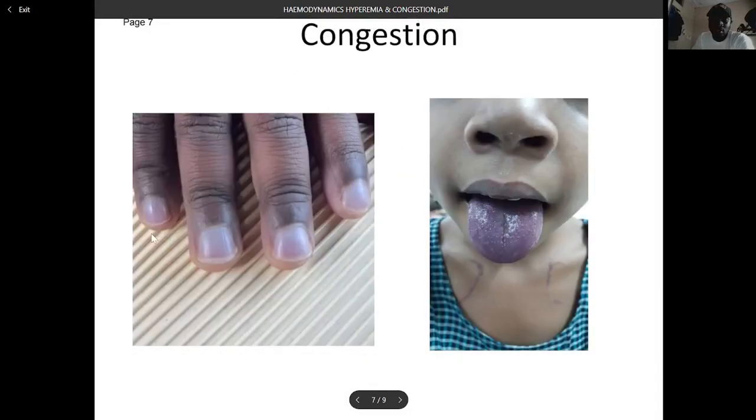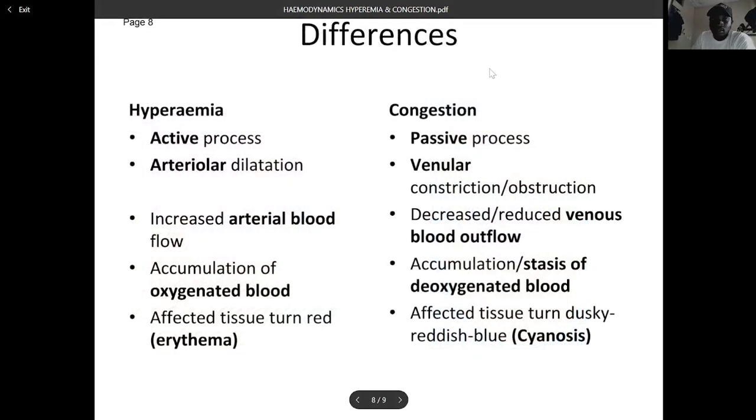Now, this is a patient who is cyanotic. You could see the digits are bluish red, right? It's an indication of cyanosis, that there's decrease in oxygen supply, decrease in oxygenated blood, right? If you look at the tongue, it's bluish reddish in color, indicating decrease in the supply of oxygenated blood to these tissues. So now there's a clear difference between hyperemia and congestion.